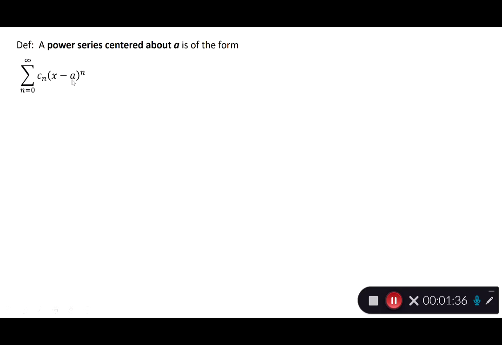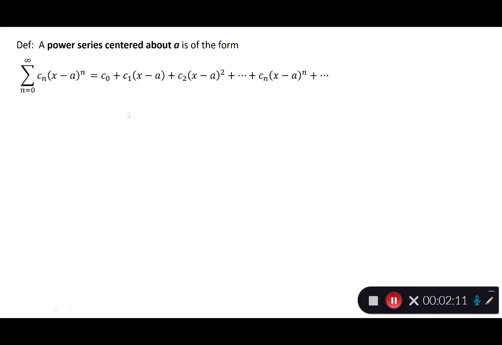So x minus a to the 0 is 1, and we have c sub 0 times 1, which is just c sub 0. So the first term is c sub 0. As simple as that. For the second term, let's plug in n equals 1, incrementing n by 1, and so we get c sub 1 times x minus a, plus c sub 2 times x minus a squared, and so on. So this is how a power series looks.